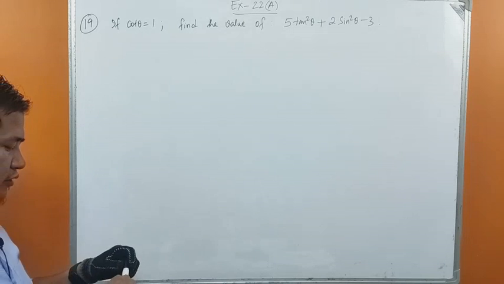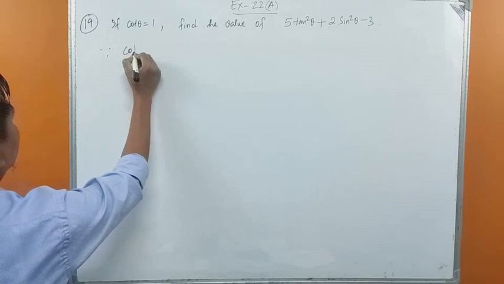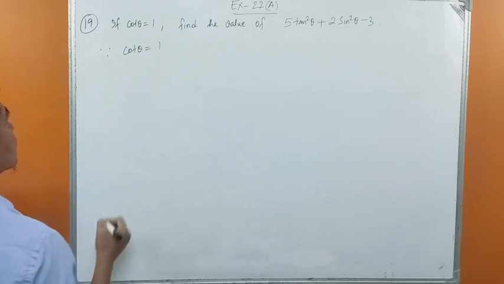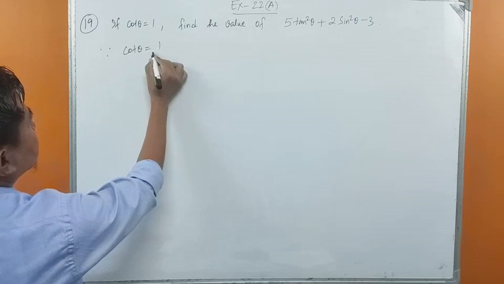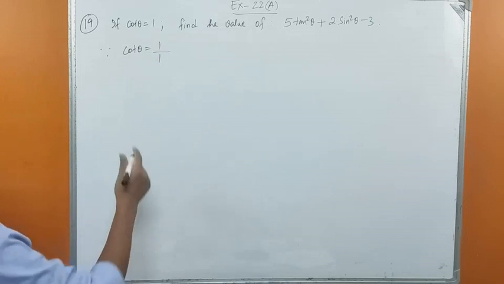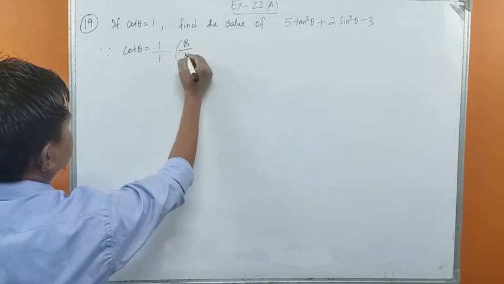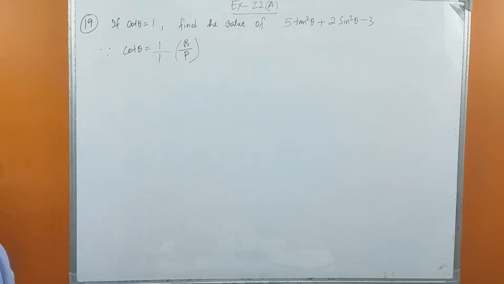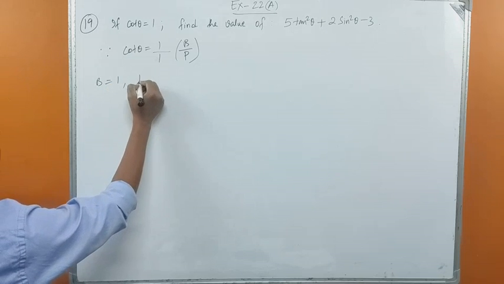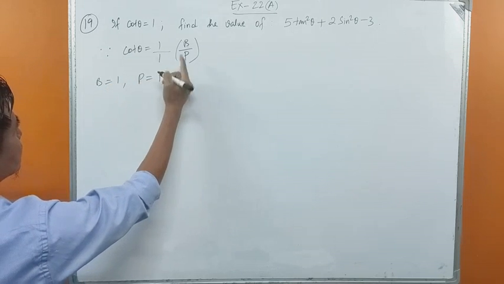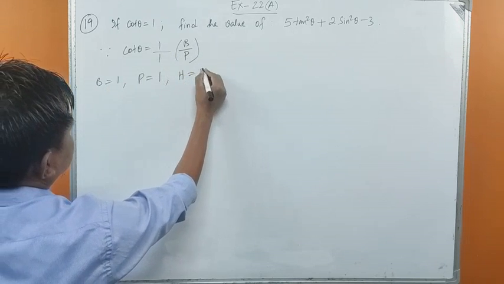Okay, so let us do this. Since cot theta equals 1, this is given to us, isn't it? In the denominator we don't have a number, means we have 1. Cot theta equals 1 upon 1. So base upon perpendicular, isn't it? Cot theta is just the opposite of tan theta. So we have base 1, perpendicular equals 1. Base is 1, perpendicular 1. So hypotenuse is unknown to us.